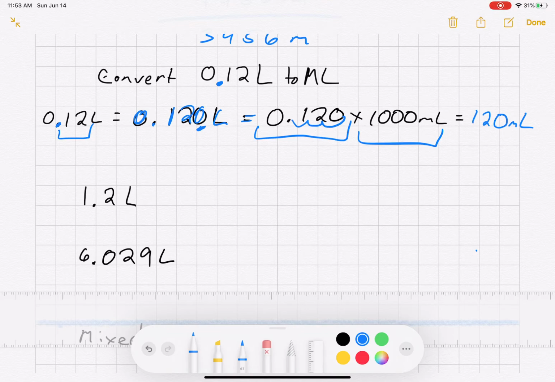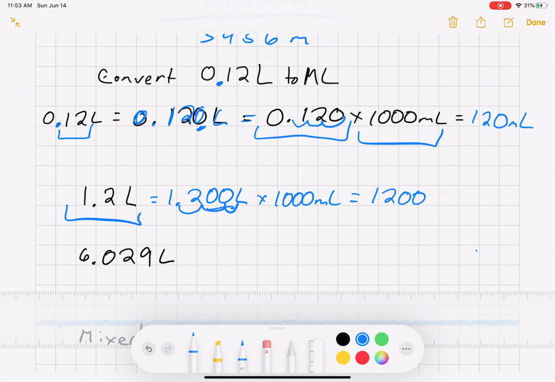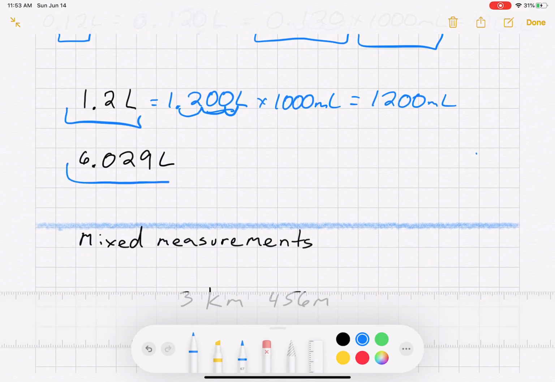Okay, so again, if I'm going to try to change this to milliliters, just pause the video, see if you can do it by yourself first. So the first step that I would do, 1.200 liters, and then I would multiply by 1,000, and that would get me a 3 decimal place shift, right? So I have 1,200 milliliters. Okay, try this one.